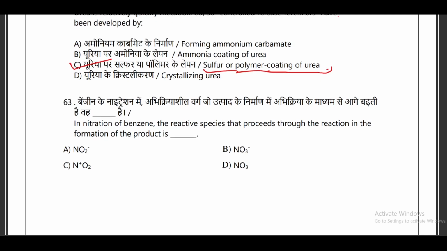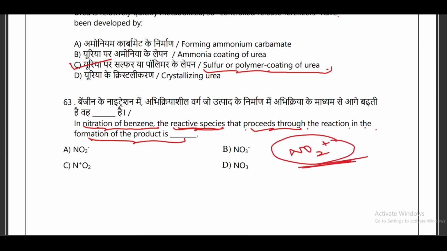In the next question: in the nitration of benzene, the reactive species that proceeds through the reaction in the formation of product is. So we have to tell the reactive species that proceeds through the reaction in the formation of the product during the nitration of benzene. In the nitration of benzene, the reactive species that facilitates the reaction and leads to the formation of the product is the nitronium ion, NO2 positive.